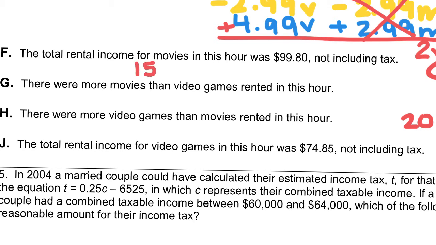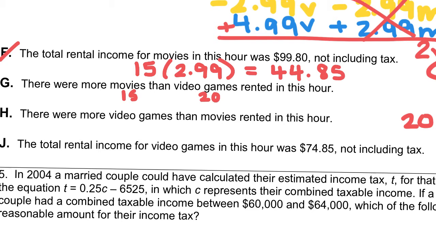Well, how much does each movie cost? It equals $2.99. So when we multiply that, we found that $44.85 was the rental income. So we can eliminate F as an answer choice. G, there were more movies than video games. So the movies was 15, the video games was 20. So that's also false. H, there were more video games than movies rented. Yes, that would seem to be the answer.